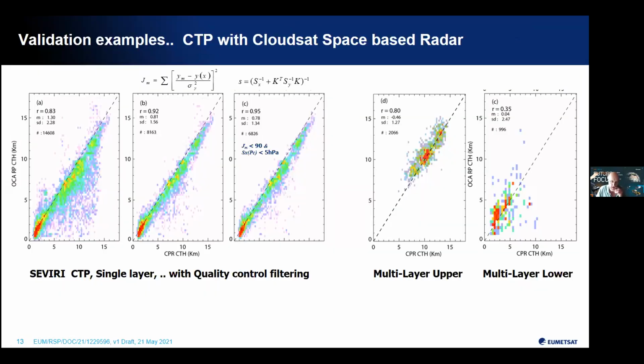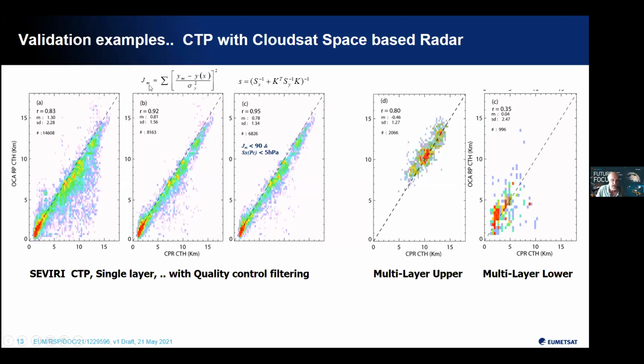I wanted to show a little bit of validation. This is cloud top height from OCA, from SEVIRI again, validated against the CloudSat profiling radar here, and you see the basic, as I've shown before, it's quite a good match. There's about this 1 to 2 kilometer low bias in higher ice clouds.